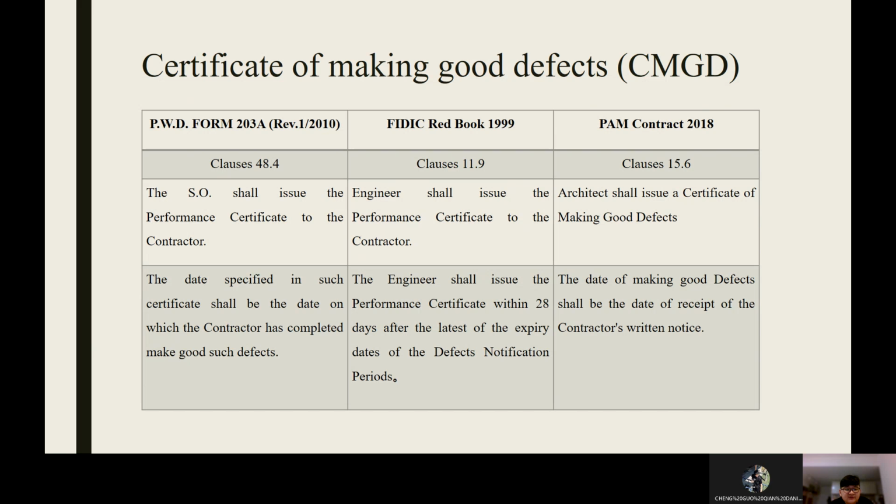In the FIDIC Red Book, the clause used is 11.9. The engineer shall issue the performance certificate to the contractor within 28 days after the latest of the expiry date of the defects notification periods. In the PAM contract, the clause used is 15.6. The architect shall issue a certificate of making good defects, and the date of making good defects shall be the date of receipt of the contractor's return notice.